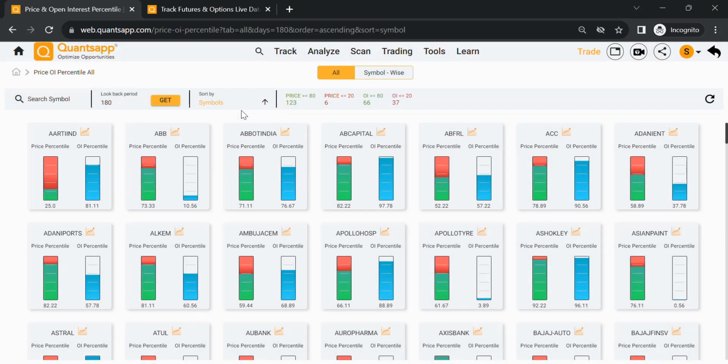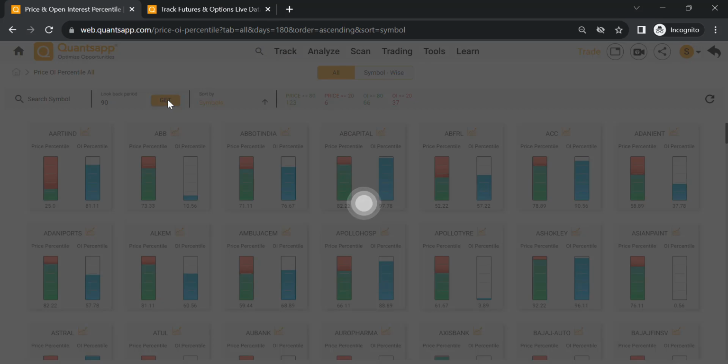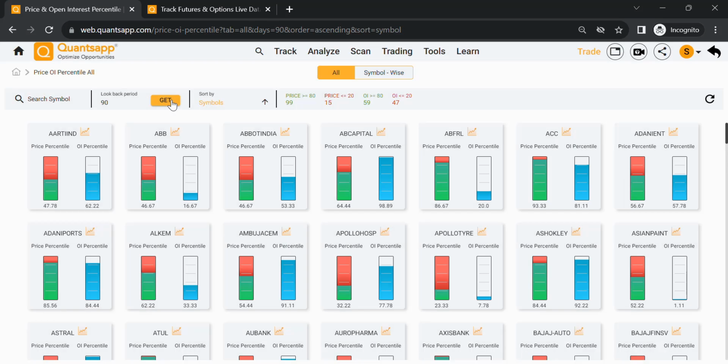So over here, first of all, set the look back period as 90. The first thing I'll do when I enter price OI percentile is set the look back period as 90. That is, I'm telling the application that whatever price and OI percentile it is calculating, it should compute it based on 90 days of historical data. Now I have price percentile and I have OI percentile.